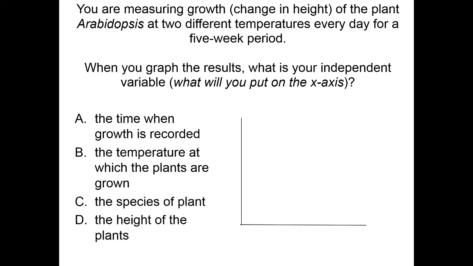Whenever we're looking at progression, if we're taking multiple measurements at even time points per whatever given amount of time, in this case a 5-week period, we will want to put time on the x-axis. So time goes on the x-axis, growth, height, goes on the y-axis. Where does temperature go then? Temperature will go into 2 different groups. So that means we'll need a key.